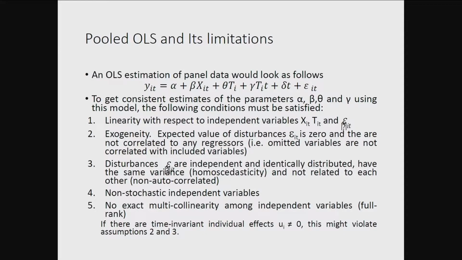Our independent variables are non-stochastic. There is no exact multicollinearity among the independent variables. So if we introduce, for instance, a dummy variable for a certain category, or a categorical variable, we have to remove one of the categories that will be the reference in order to avoid the dummy variable trap, which is the fact that we're going to have perfect multicollinearity.